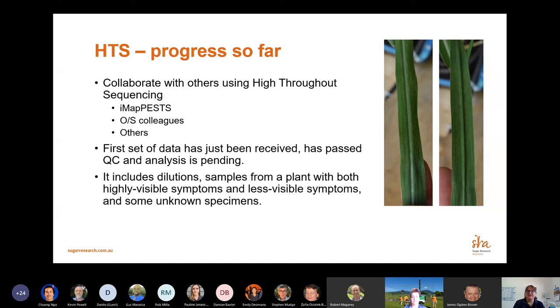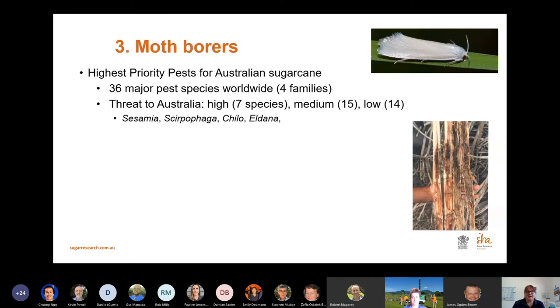Our third and final part of this project is looking at these moth borers. So as we know, exotic moth borers are the highest priority pest for Australian sugarcane. There were reported to be about 36 major species worldwide in four families. There's very high threat to Australia, and you will know some of these names: Sesamia, Scirpophaga, Chilo, Eldana. So you've heard these before.